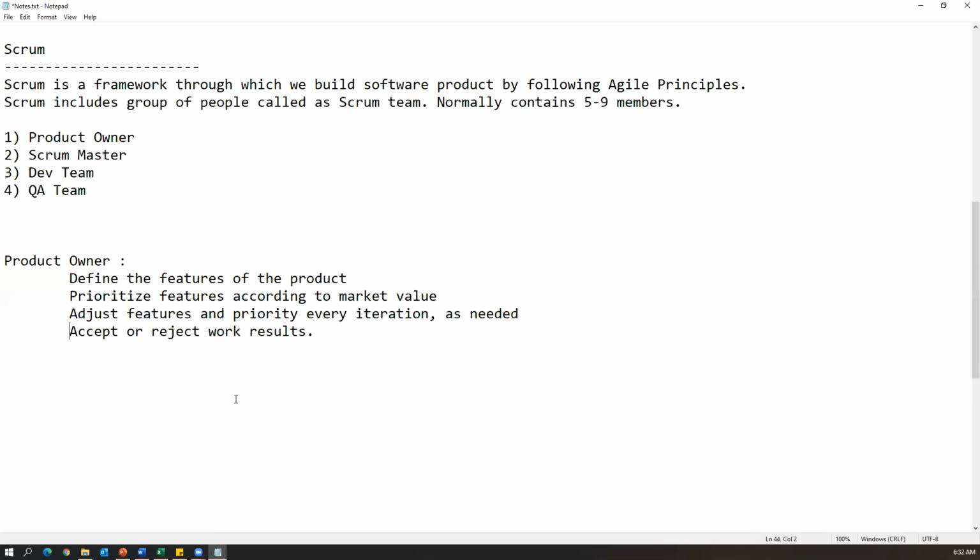So he is the main guy, the product owner. He is the first point of contact. He will always talk to the customer, get the features or requirements from the customer, and then assign all the features and functionalities to the developers and testers, and the process will go on. So, product owner responsibilities: he will define the product features. This is the main responsibility of the product owner.